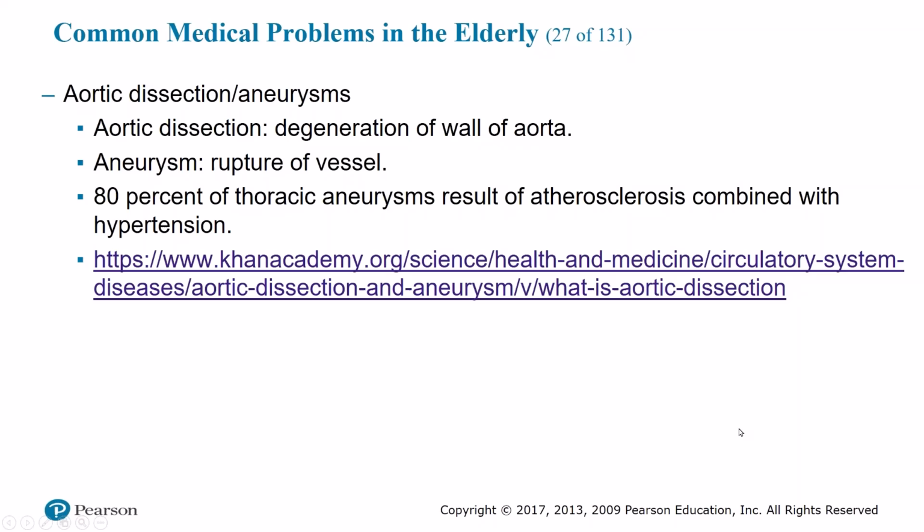Aortic dissections and or aneurysms. Basically what happens with a dissection of the aorta is that the wall of the aorta becomes very, very thin. It becomes arteriosclerotic heart disease. It gets very hard and it fractures. Typically 80% of thoracic aneurysms are the result of atherosclerosis as well as hypertension. Those walls become hard, they crack very easily, and then you dump in hypertension, 180 systolic constantly, bang, it blows. There's a very good Khan Academy video, about 15 minutes long, that goes through the detailed pathophysiology of aortic dissection.